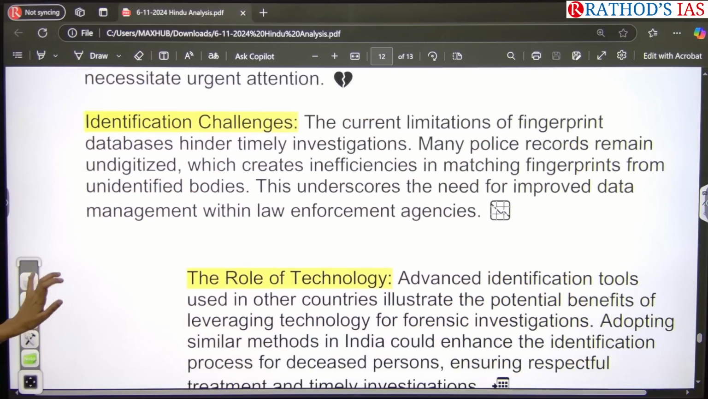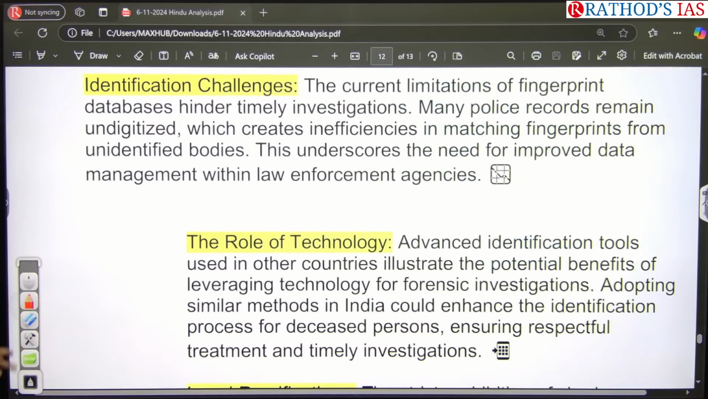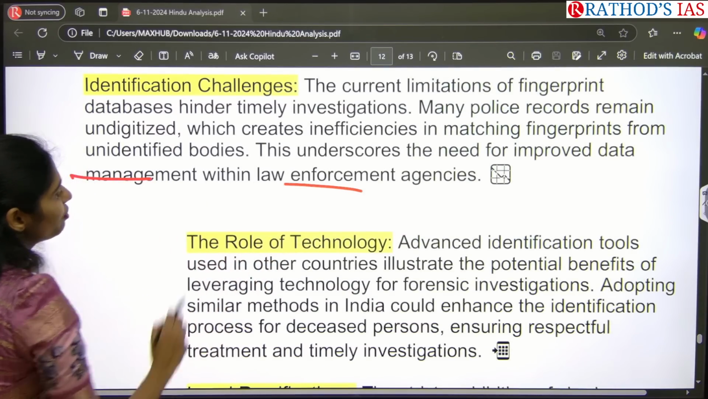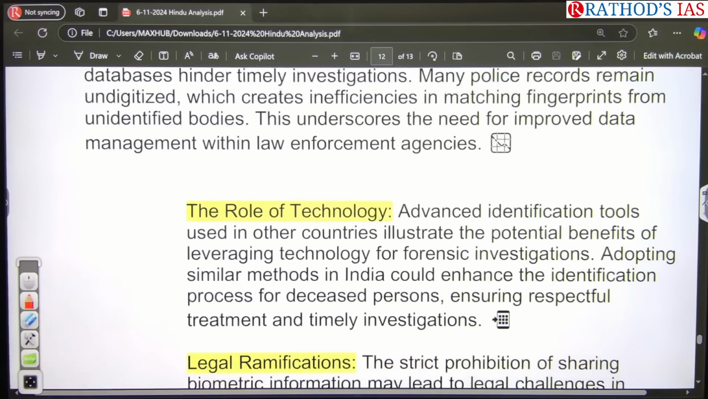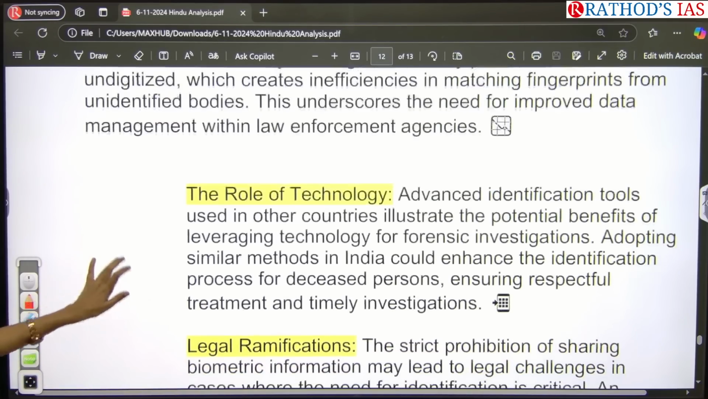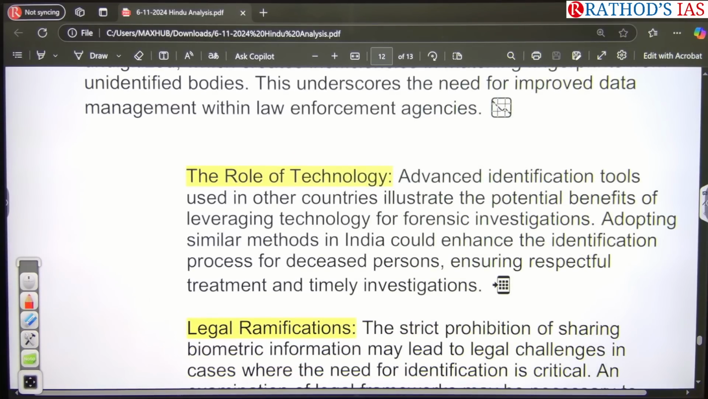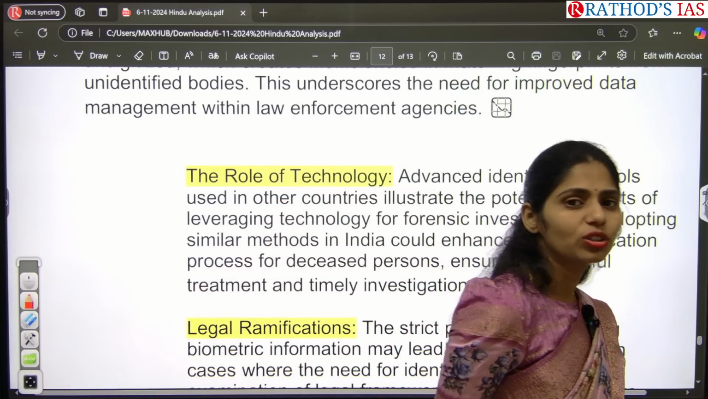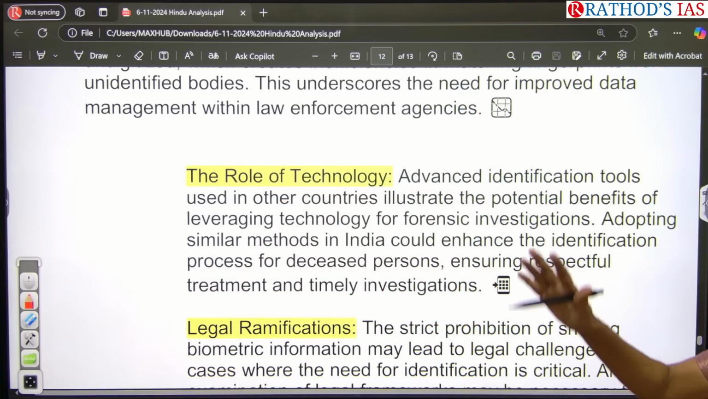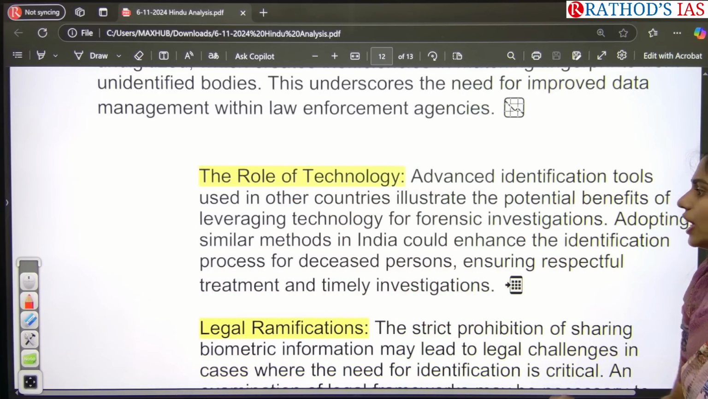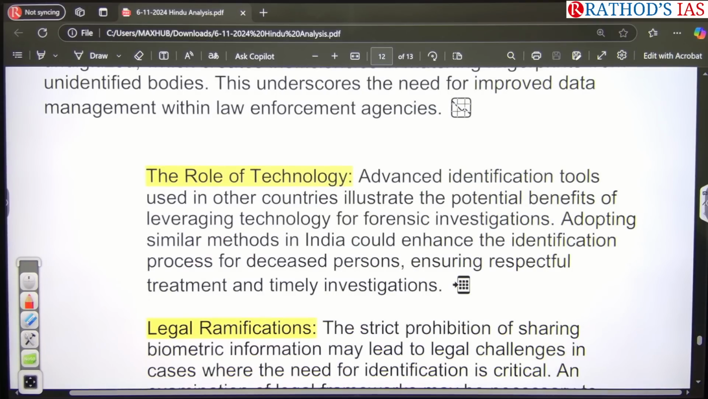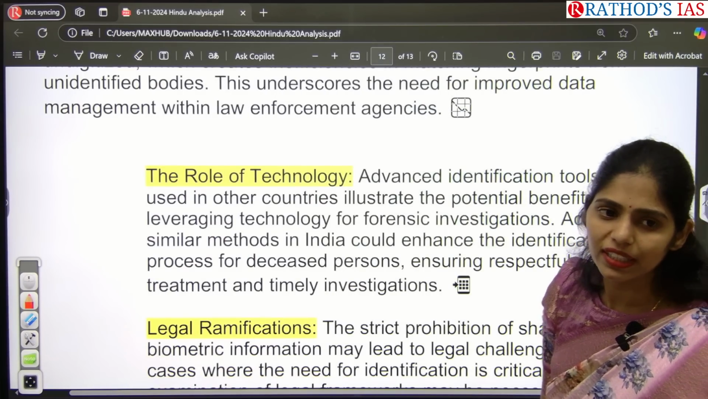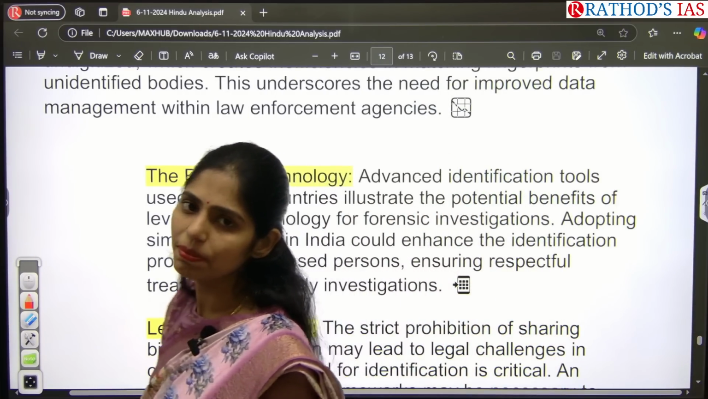We even need proper, improved data management with law enforcement agencies. And now we can use some technology as well. Other countries, especially developed countries like the USA, Japan, North Korea, and South Korea, are using this digitalization and technology. In the same way, we can also adopt similar methods for proper investigation purposes.